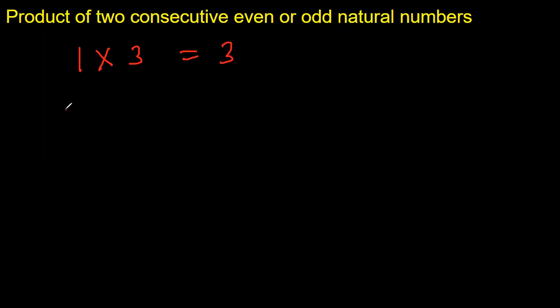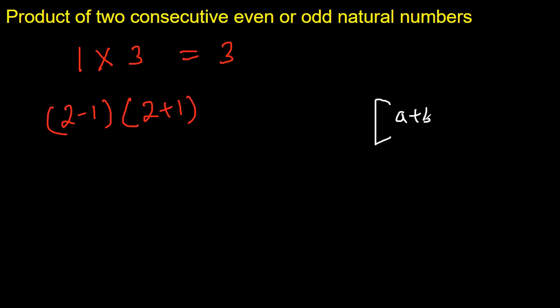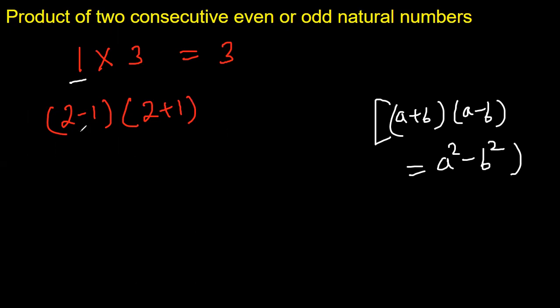Now, can we write 1 as 2 minus 1, and 3 can be written as 2 plus 1? You remember the identity of A plus B times A minus B, and this is always the same as A square minus B square. 1 can be written as 2 minus 1, 3 can be written as 2 plus 1, and then we apply this identity.